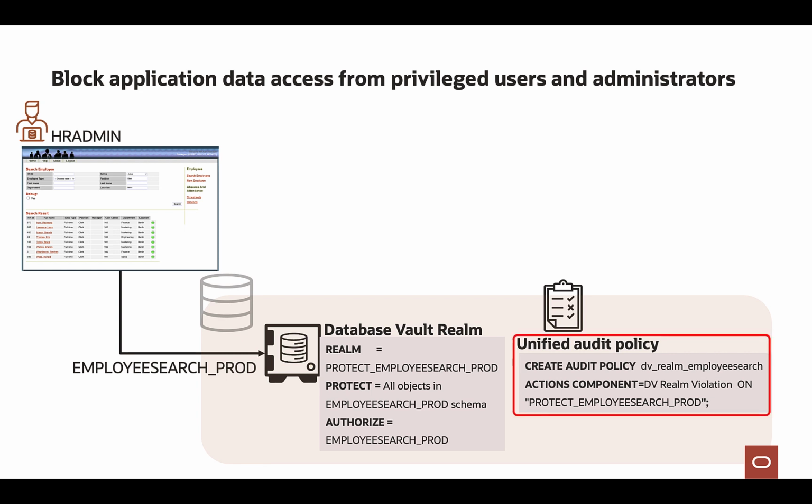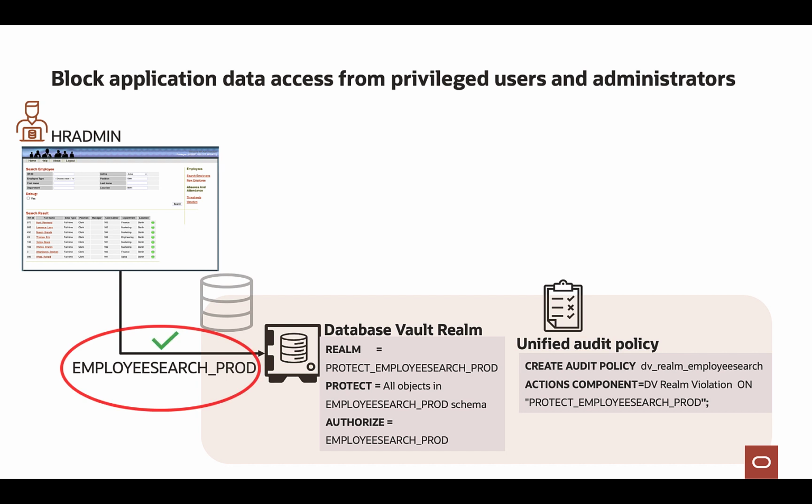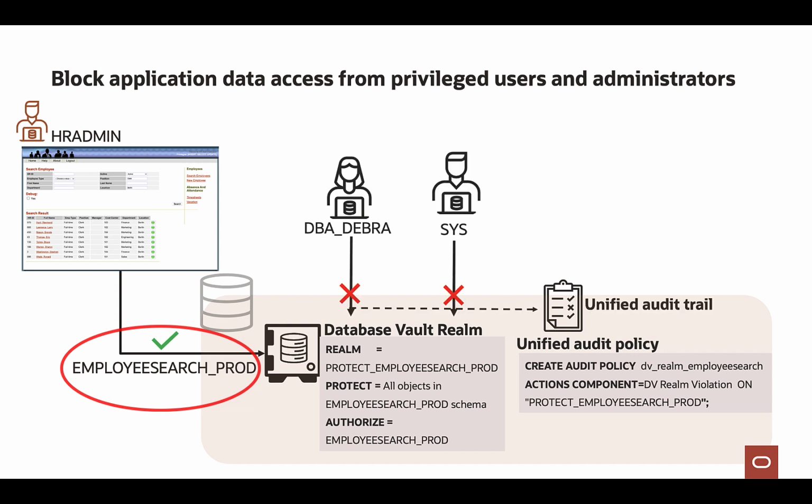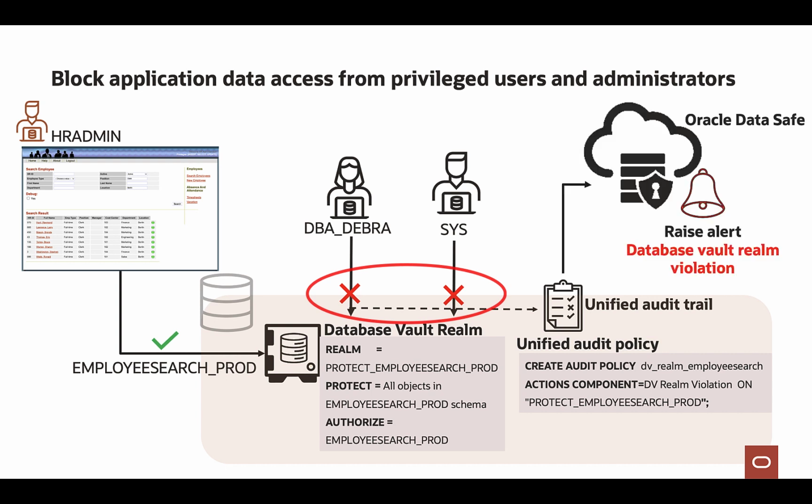With this protection in place, the application accessing the database with the application service account is authorized to access all the objects within the schema. However, privileged users like SYS or a database administrator, though they can perform their normal administrative tasks, cannot view the application data in the Employee Search Prod schema, and their access attempts raise a Realm violation, which is audited and the event recorded in the Unified Audit Trail. With Data Safe configured to read the audits from the database, the audited Realm violation is collected by Data Safe, and an alert rule in a custom alert policy can trigger a security alert on the same.